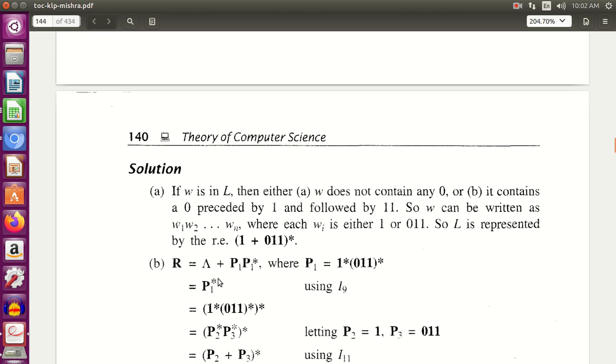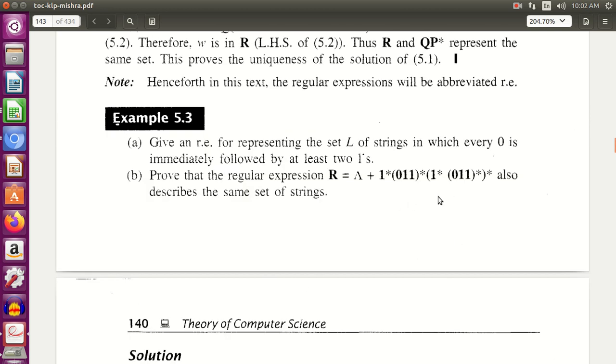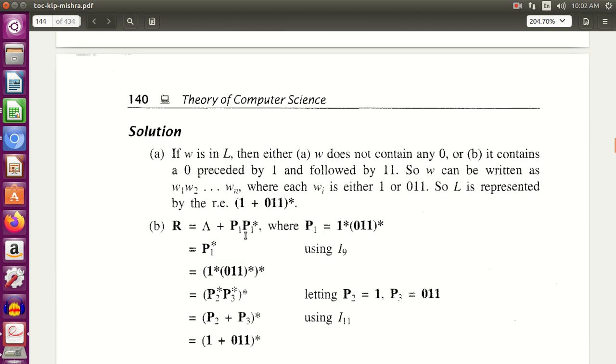we can start off like this. If you look at this, look at the trend of this equation. It's 1 star 0 1 1 star, and then again 1 star 0 1 1 star whole star. Okay, so if this is R, we can write it like lambda plus R star. Okay, so that is the thing I have written over here. R is equal to, instead of R they are using P1, so lambda plus P1 star, where P1 is 1 star 0 1 1 star.